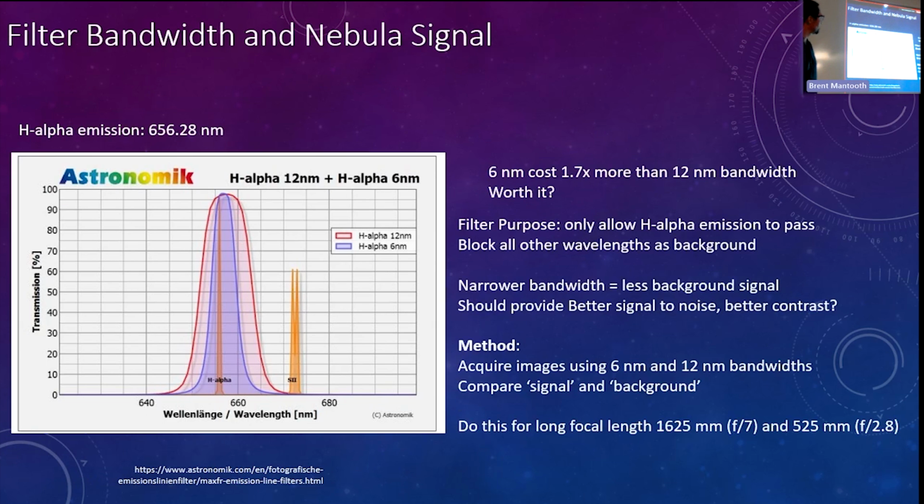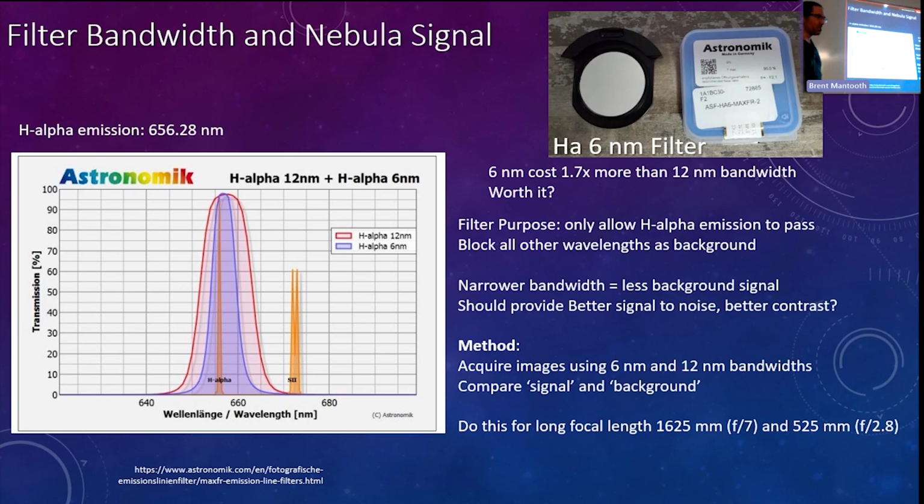All right, so we've seen this graph a whole lot. Only allow the H alpha through. Narrower should be better. So I'm going to acquire images using my 2 different filters here with both telescopes and see what happens. What I'm about to go through is actually like a 1-hour presentation that I did on YouTube, and we're going to shorten it into about 5 slides.